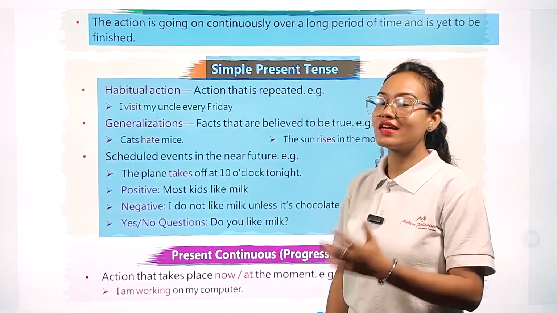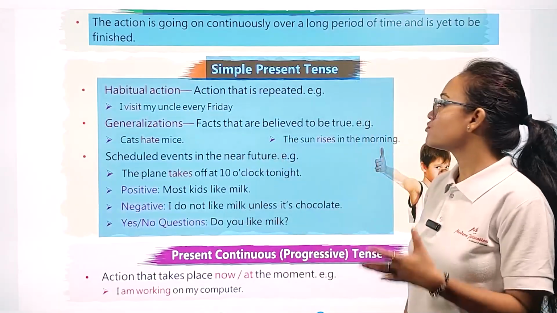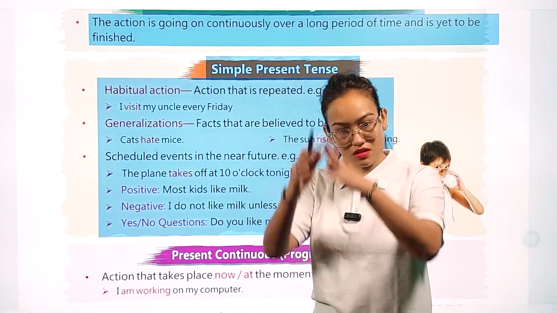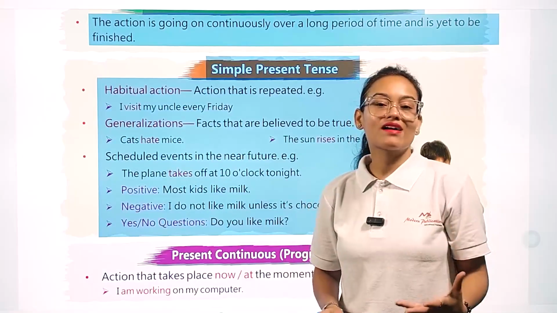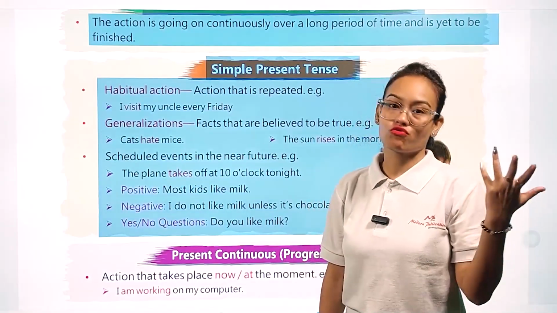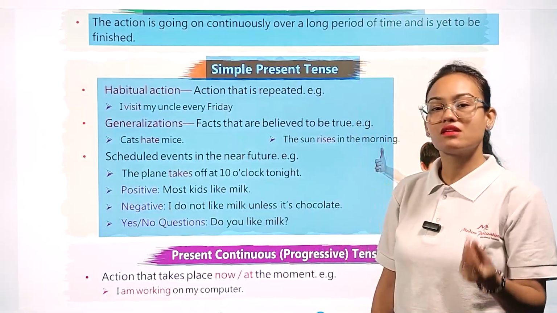What is the meaning of generalization? Facts that are believed to be true. Generalization means that on the whole, some facts are generally considered to be true.